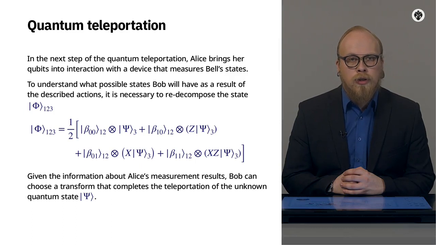For example, if during the measurement Alice received the Bell state β01, then in order to complete the teleportation, Bob needs to perform transformation X on his qubit.